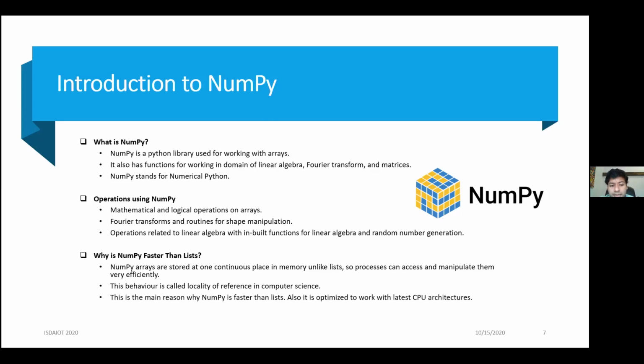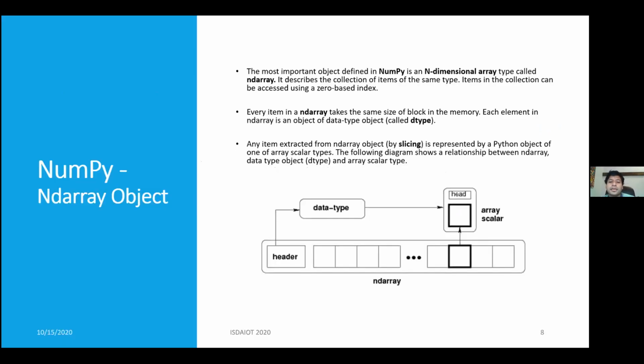So the next question that comes to our mind is, why is NumPy faster than a list? A list is a data structure that you have already seen in our previous session. The NumPy arrays are stored at one continuous place in memory, unlike lists. So the processor can access and manipulate them very efficiently. We'll see how it is stored. This behavior is known as locality of reference in computer science. This is one of the reasons why it can optimize for CPU architectures, and we can expect very fast performance.